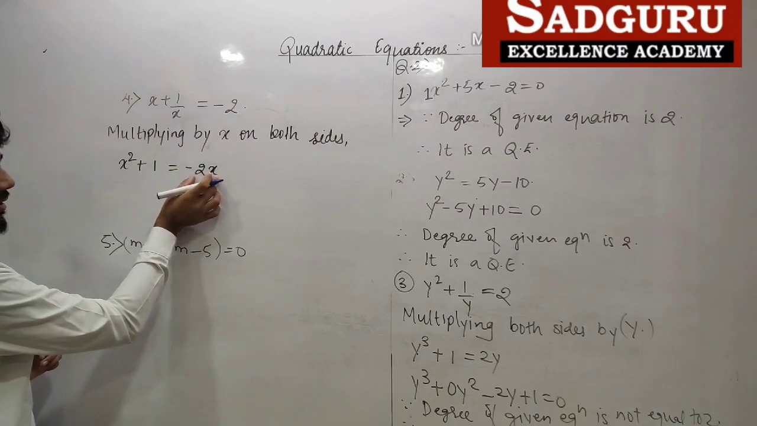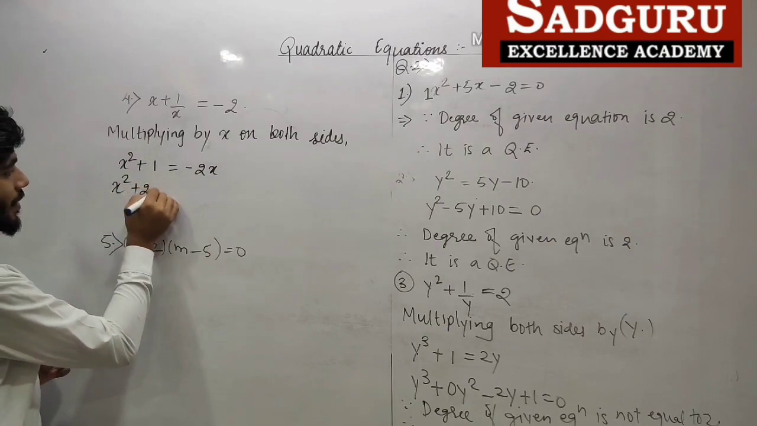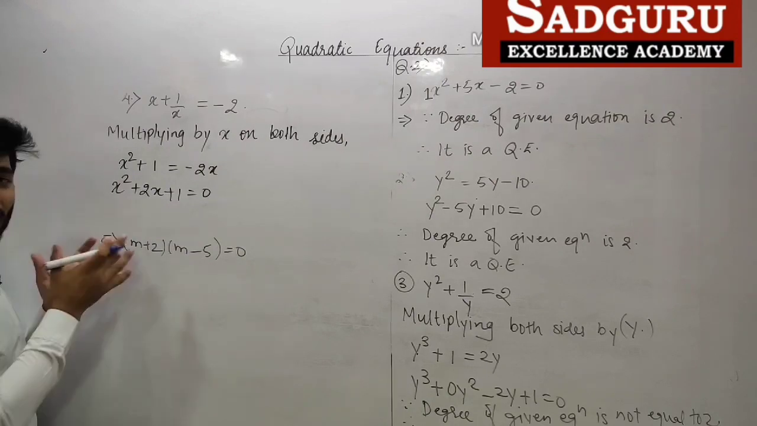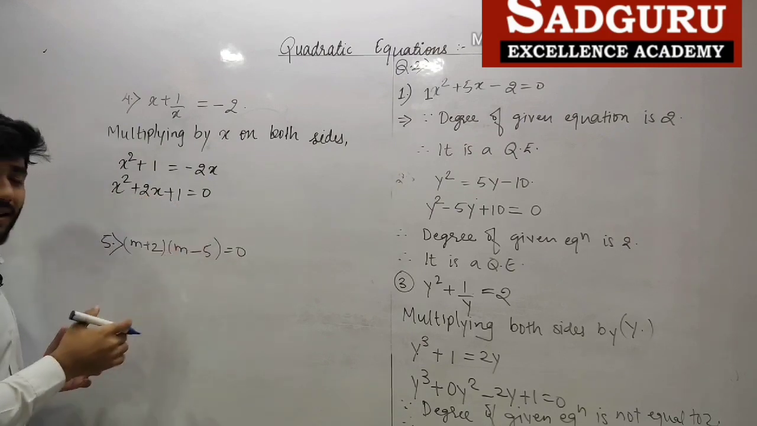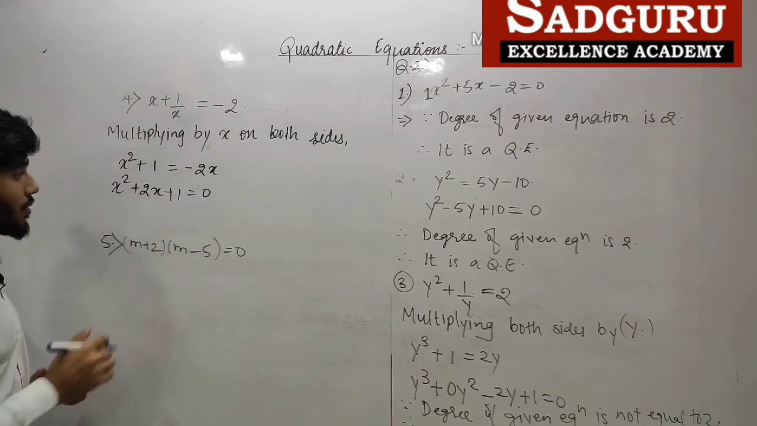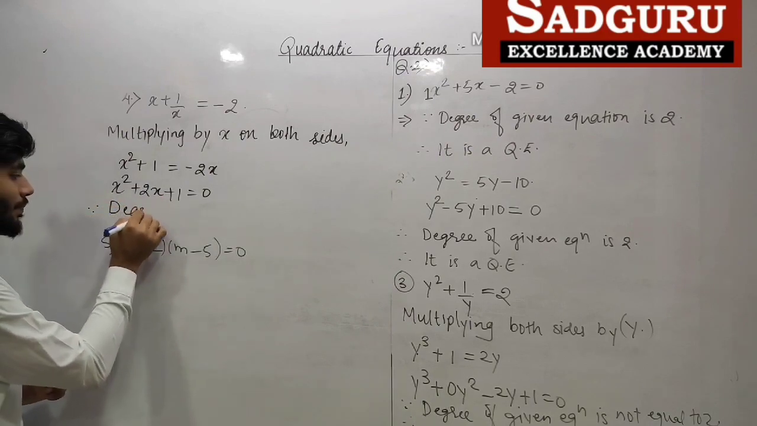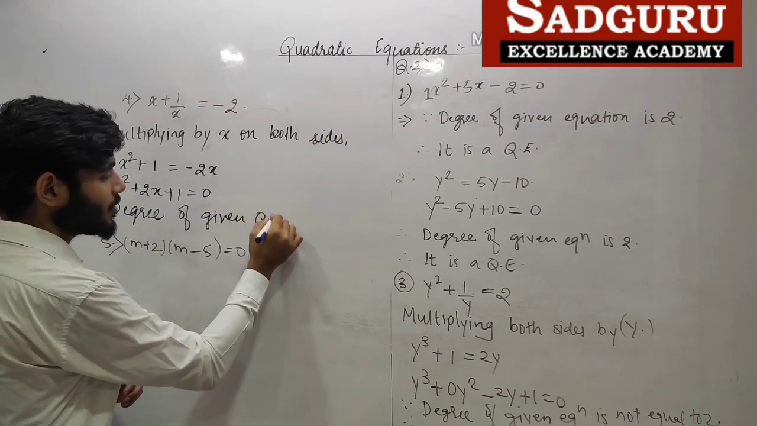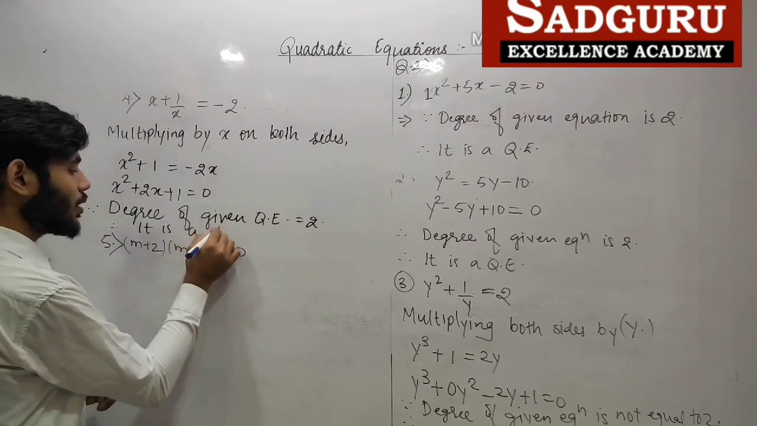So now this term x square must come first, this minus 2x becomes plus 2x, and plus 1 equals 0. So now this is in the general form of quadratic equation, that is ax square plus bx plus c equals 0. Now is it a quadratic equation? We have to check whether its degree is 2 or not. So here the degree is 2. So therefore, since the degree of the given equation equals 2, it is a quadratic equation.